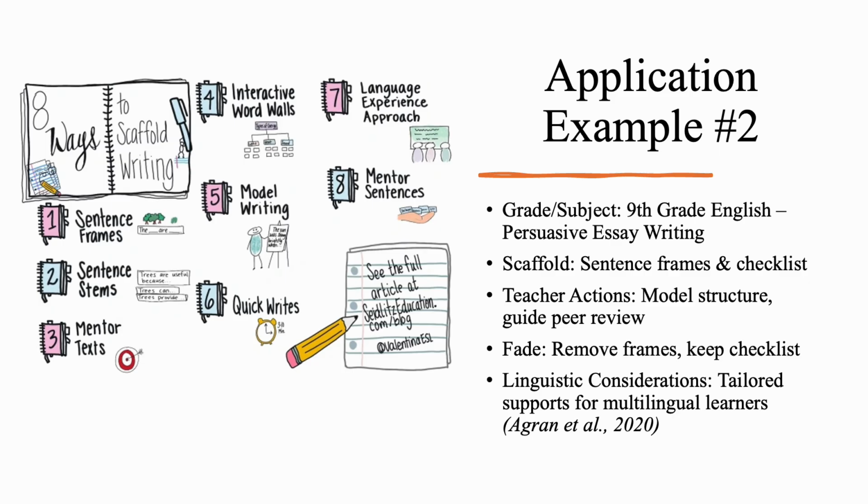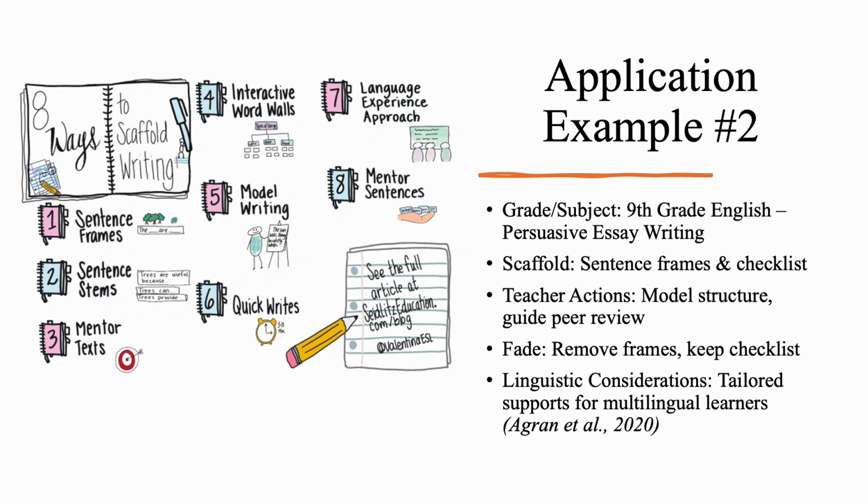Now let's jump to high school. Picture a 9th grade English class working on persuasive essays. Writing can feel overwhelming, so I scaffold by giving students sentence frames like, "One reason is," or "in contrast," and a simple checklist for self-editing. I model how to use these supports and then have students practice with partners during peer review. Over time, I remove the sentence frames but keep the checklist to encourage independence.